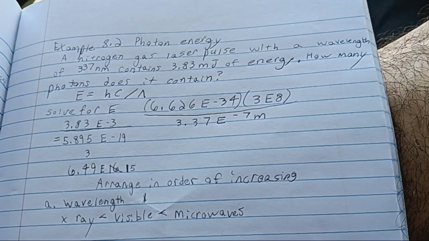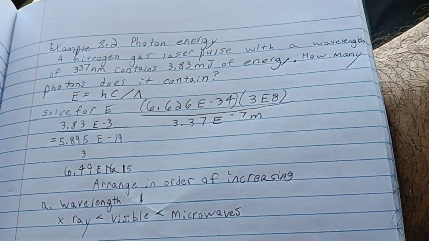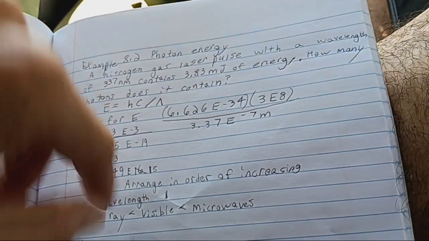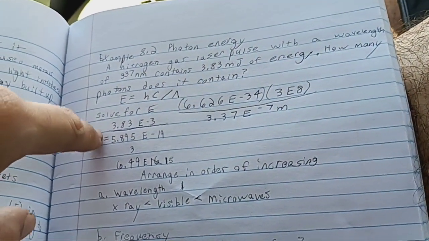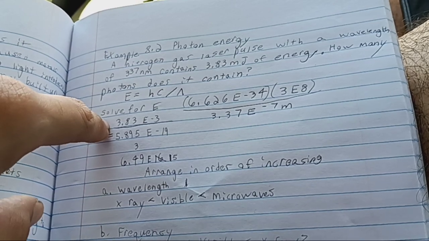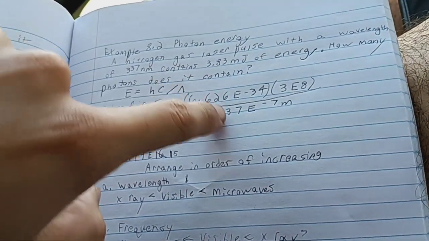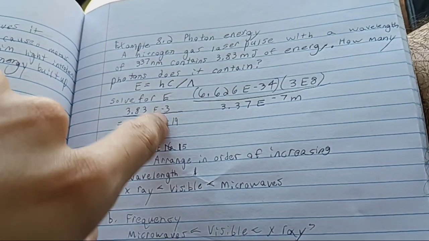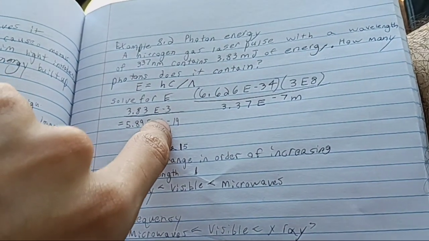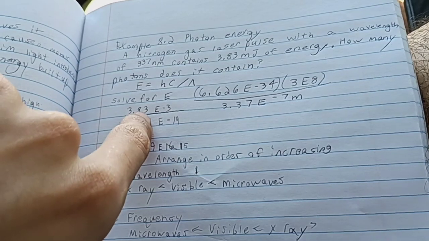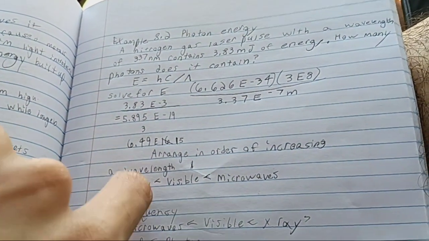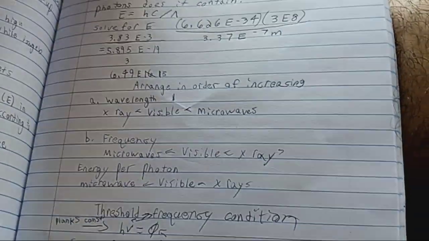How many photons does it contain? So here I got the energy of a photon. This is the energy of the whole laser beam. I divided that and got the number of photons.